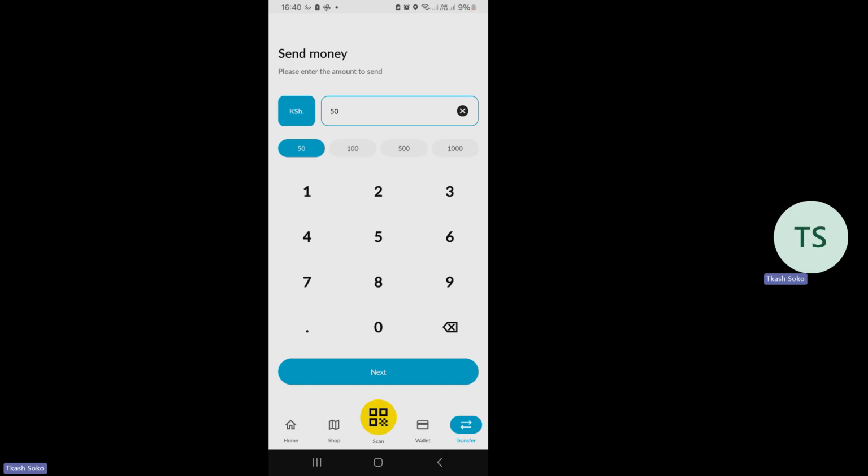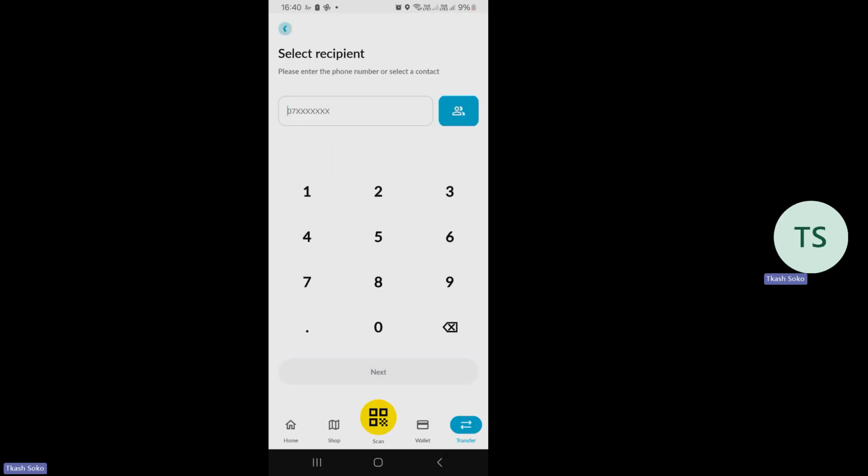Then nitaenda kwa next. Nikienda kwa next, I must know the recipient's phone number. So nataka kutuma kwa recipient gani. There is something here that I would want you to note. You have two ways of getting the number. One way ni type or copy pasting it. So unaweza kuwa maybe you want to send to a number that haujui offhead, so you can just go to your phone book, copy that number, ukikuja hapa ni kupaste tu.